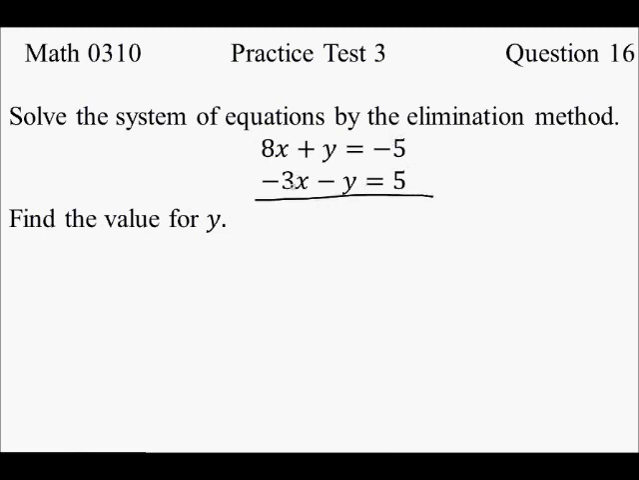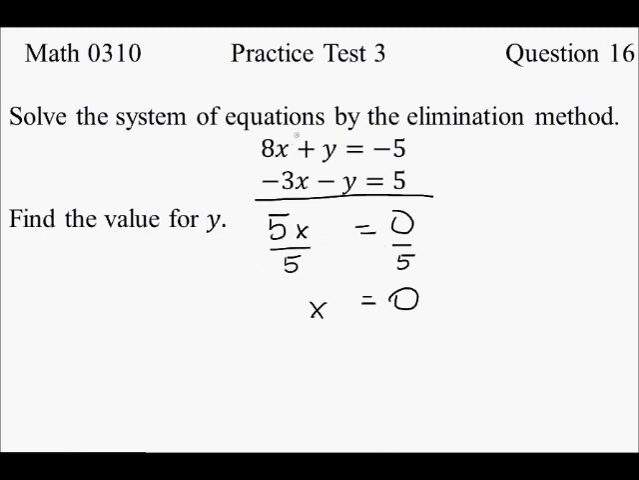So we have 8x plus a negative 3x would give us 5x. Again, plus y minus y cancels. Negative 5 plus 5 is going to give us 0. And then when we divide both sides by 5, we're going to get x on the left side, and 0 divided by 5 is still 0.